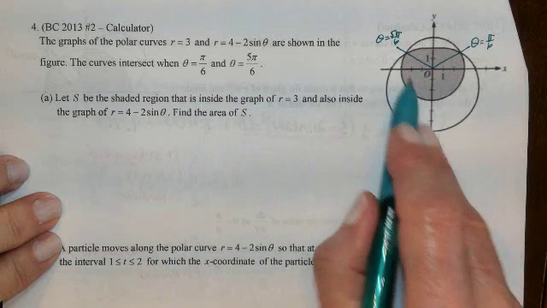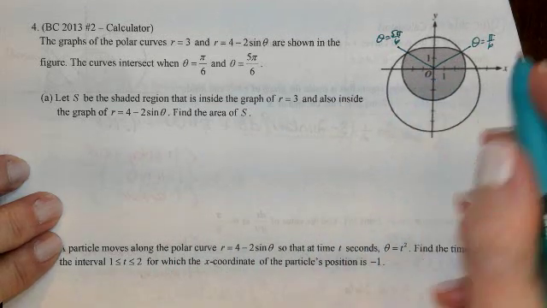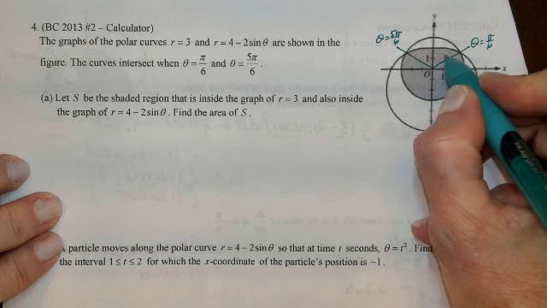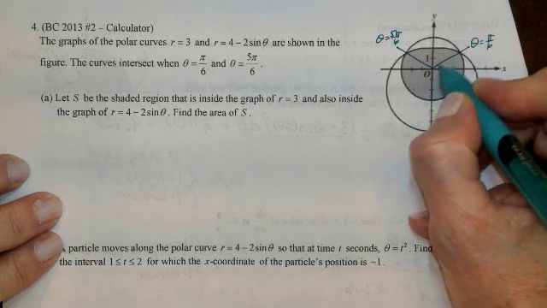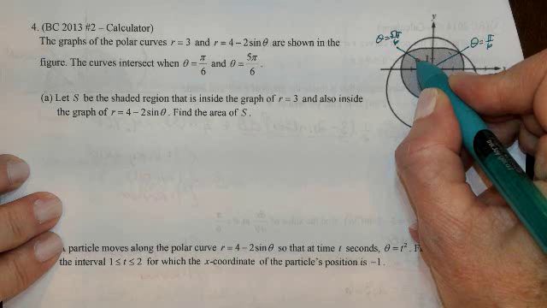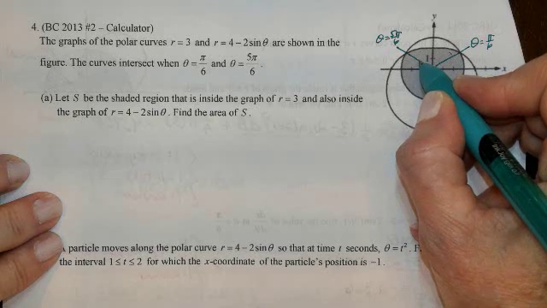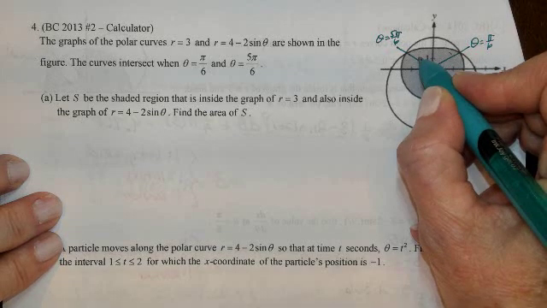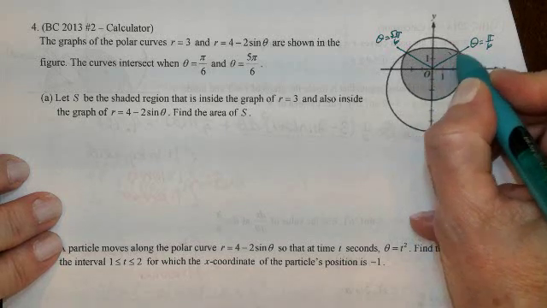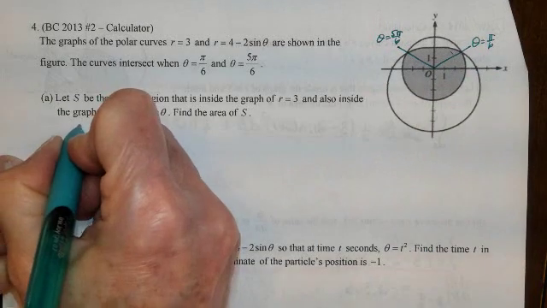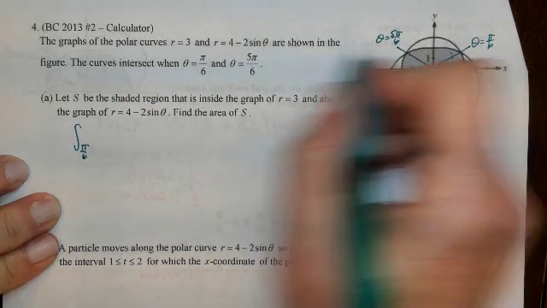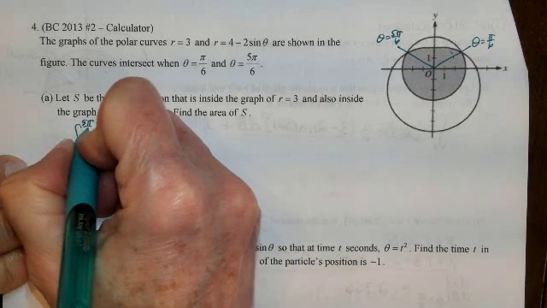So this is the shaded region. So first let's get this region. Okay, let's get this region. So we're going from pi over 6 to 5 pi over 6. Remember that you can only go counterclockwise, so we have to go this way. We can't go that way, we have to go this way. So we're starting at pi over 6, and we're ending at 5 pi over 6.